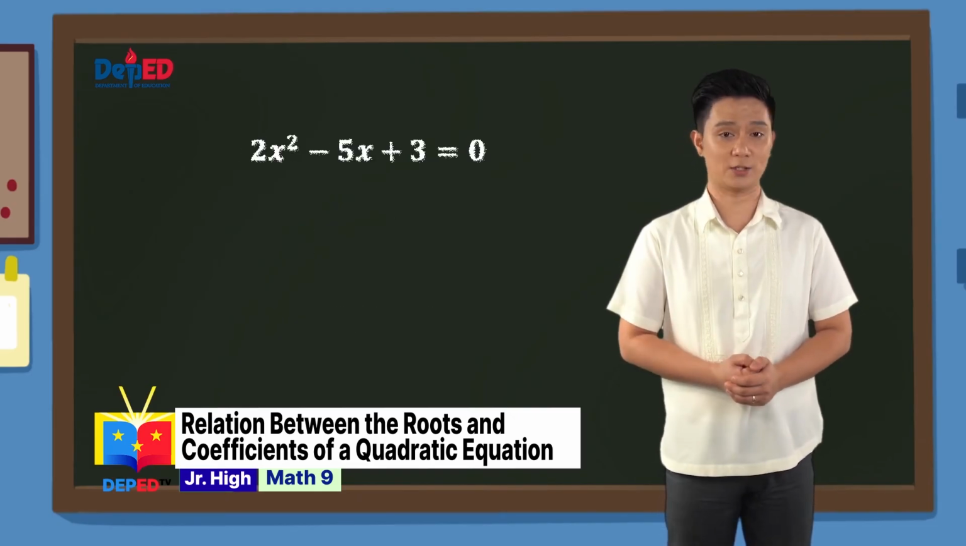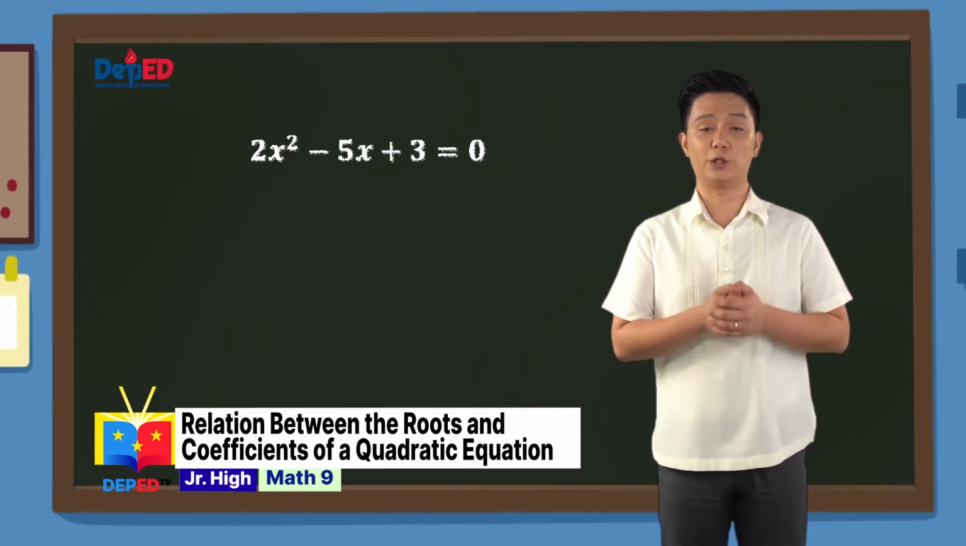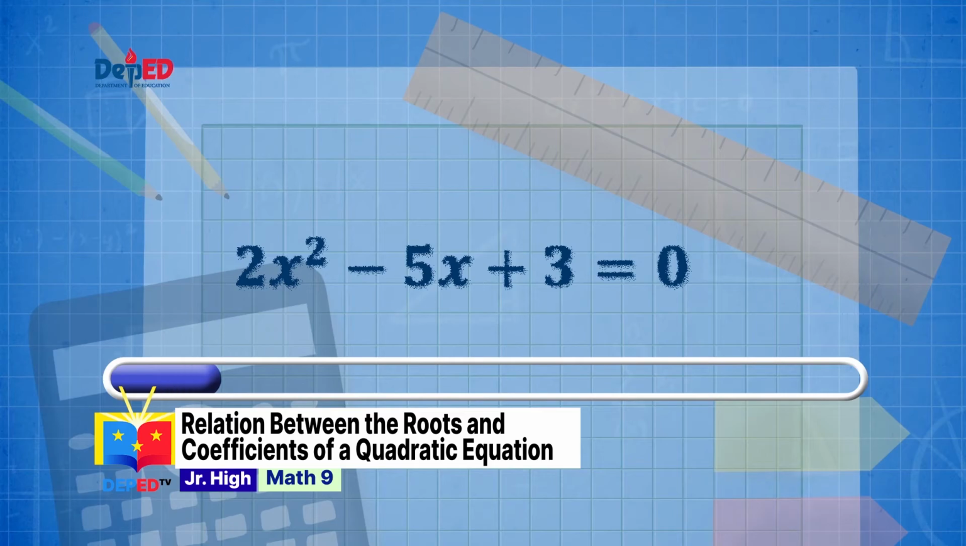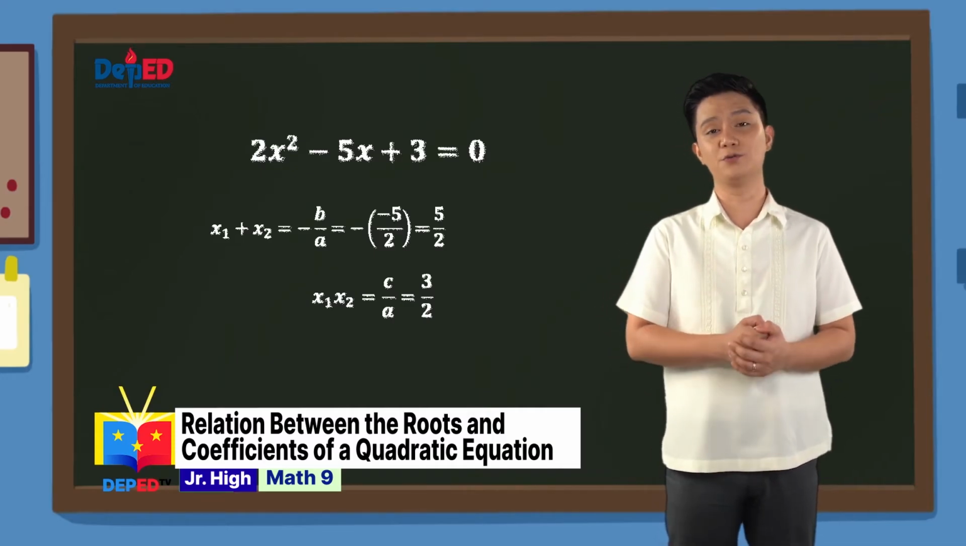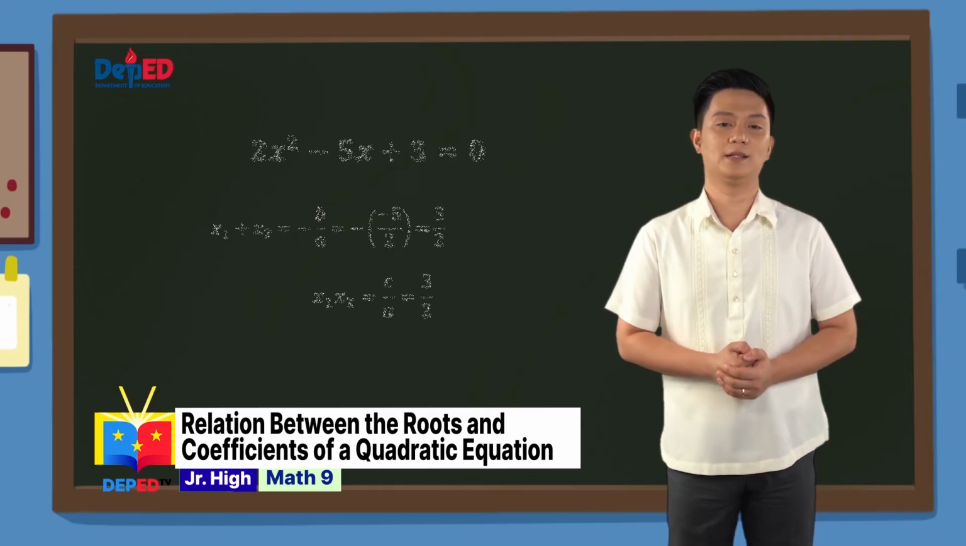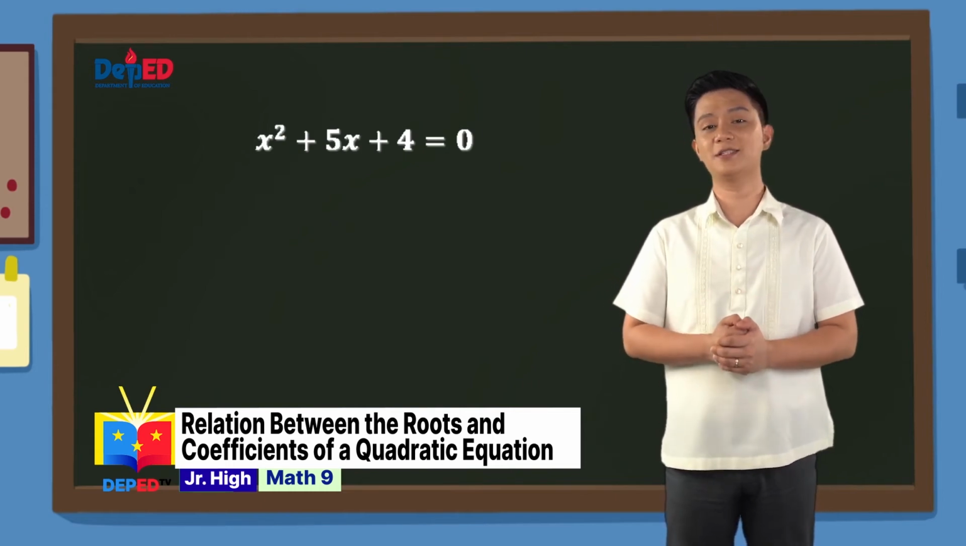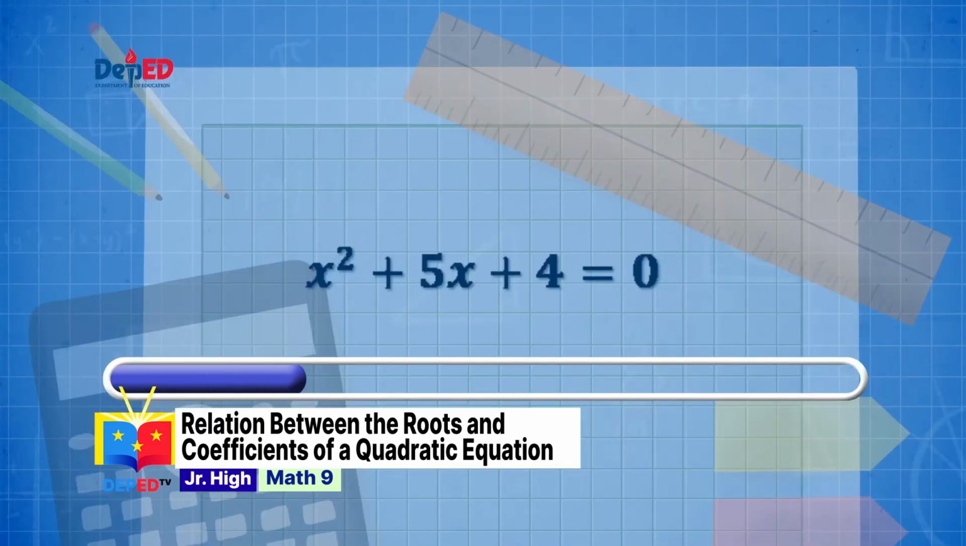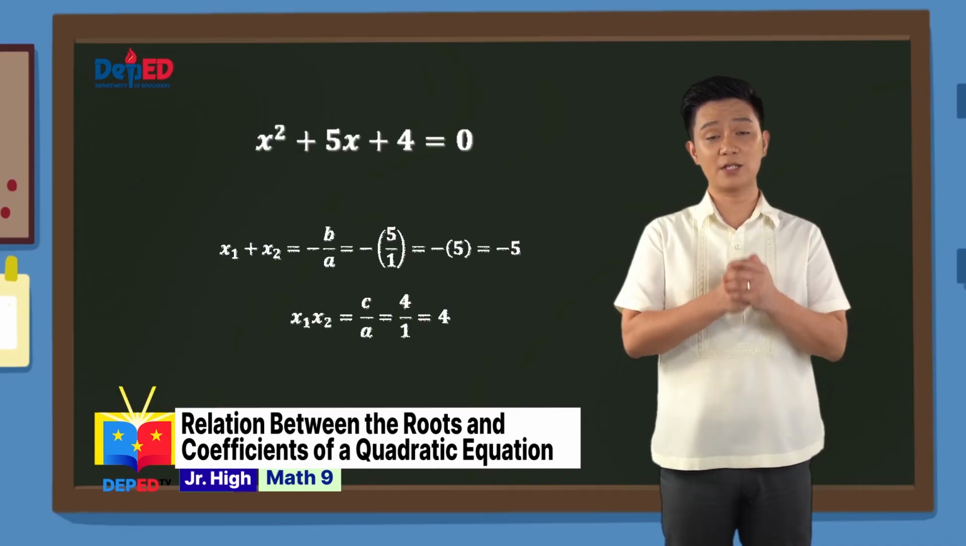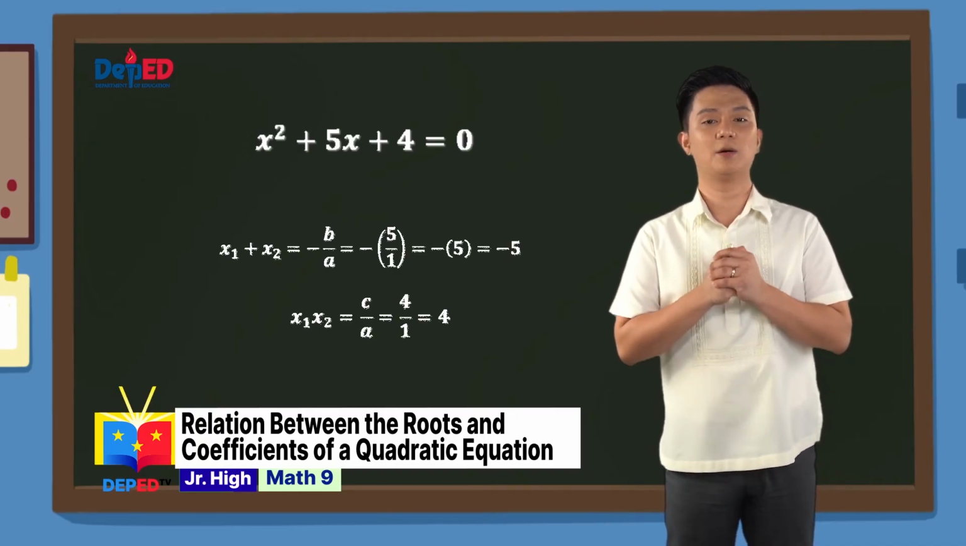Equation number 4. 2x squared minus 5x plus 3 equals 0. For another 15 seconds, go! And time is up. The sum is 5 over 2, while the product is 3 over 2. Now we have equation number 5. X squared plus 5x plus 4 equals 0. Another 15 seconds. Go! And 15 seconds is up. Sum is negative 5 and the product is positive 4.